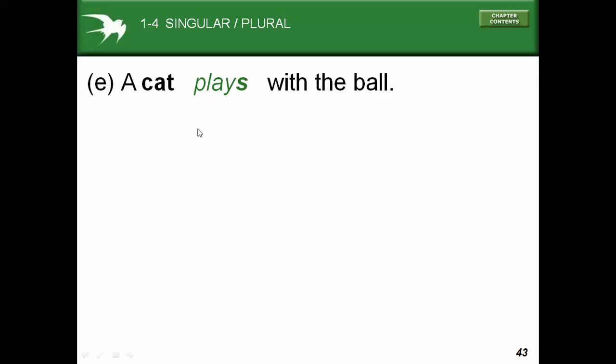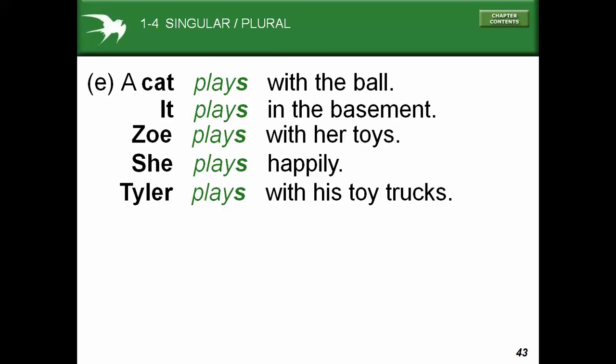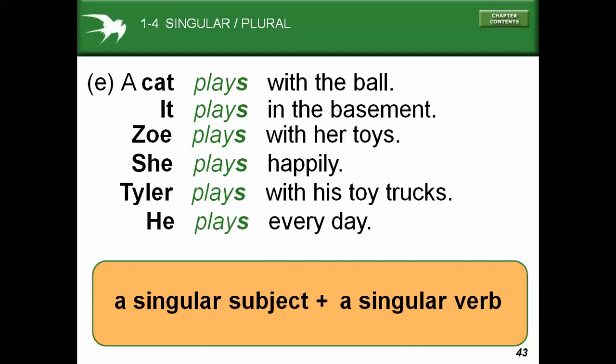A cat plays with the ball. It plays in the basement. Zoe plays with her toys. She plays happily. Tyler plays with his toy trucks. He plays every day. Look at these sentences and compare all these singular subjects, and we use S with the verb: a singular subject and a singular verb.